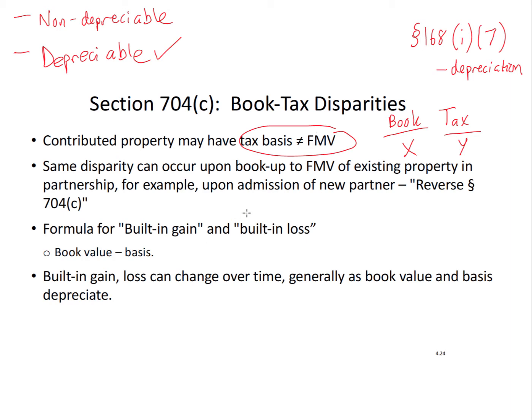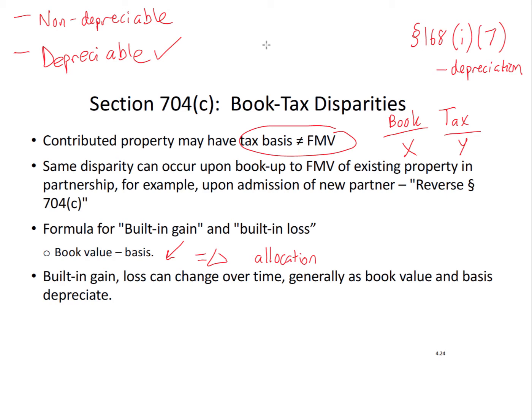So the way that you know there's a book tax disparity is by calculating a built-in gain or built-in loss in a specific item. And the formula for that is book value minus basis. So we have our book number minus the tax basis in the item. If that gives you a difference, then when you do an allocation with respect to an item, whether it's depreciation or any cost recovery item, or you're actually getting rid of the item, you have to allocate according to the rules of book tax disparity.